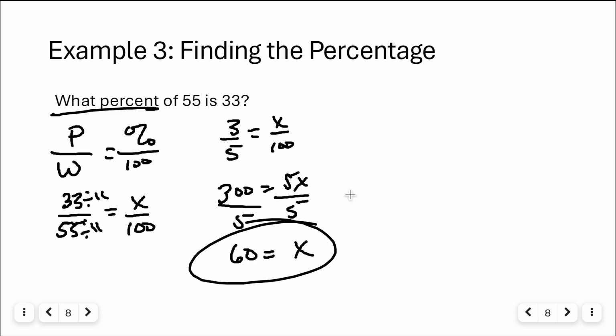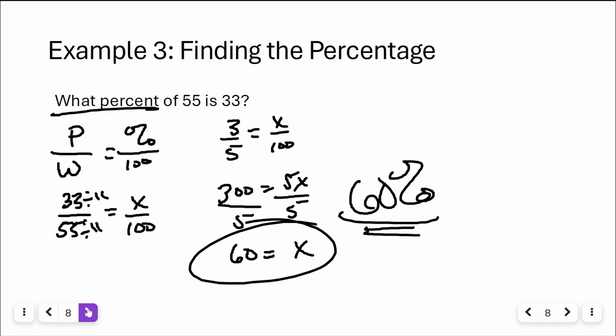X may be 60, but the answer is 60%. Right? This is now a percent. Okay, so we want to write 60%.